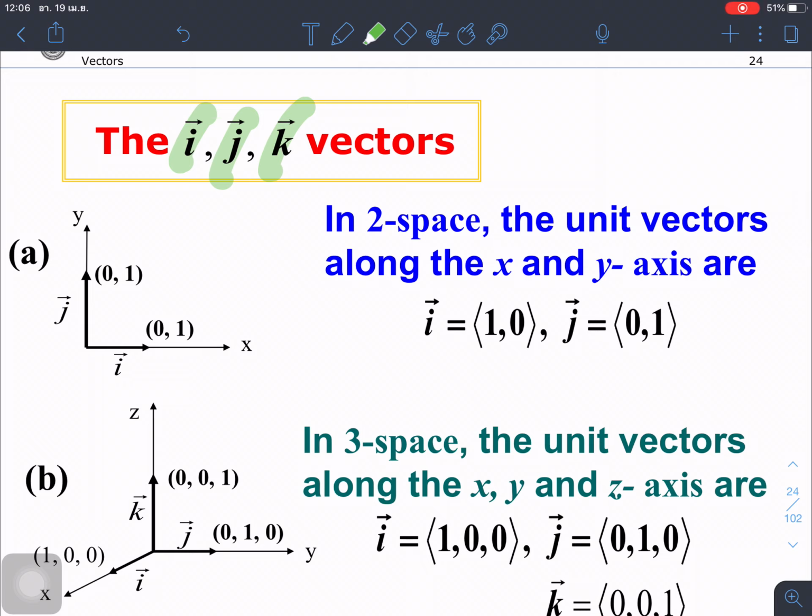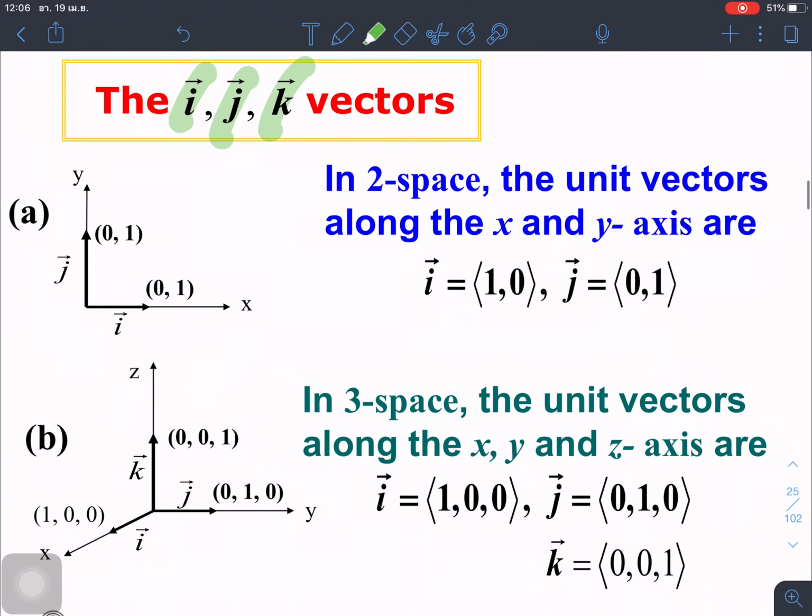In any vector, assuming we are considering the two-dimensional space, any vector can be written as the linear combination of vector i and j. Okay, so we call i and j the basic vector. If you want to understand more detail about this, you have to study linear algebra.